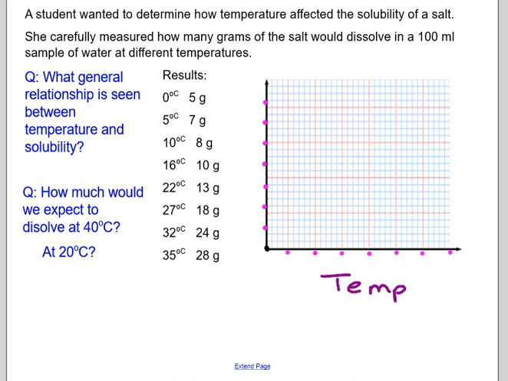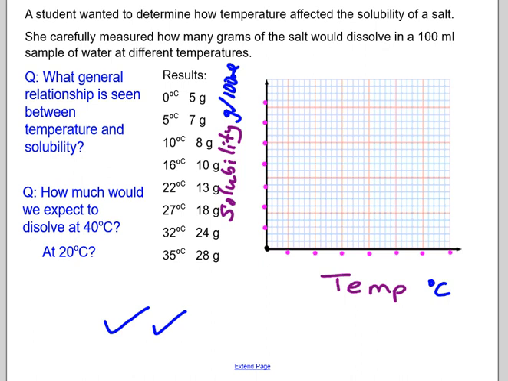From the description, we can see that the amount that dissolved, the solubility, was what she measured. Because that's what she measured, that goes up the side. My temperature is being measured in degrees Celsius. My solubility is being measured in grams per 100 ml of water. So now I have labels and units. That is 2 marks on a marked graphing assignment.